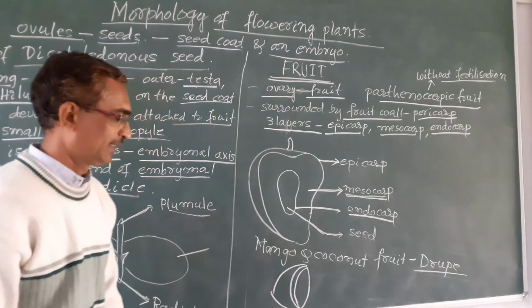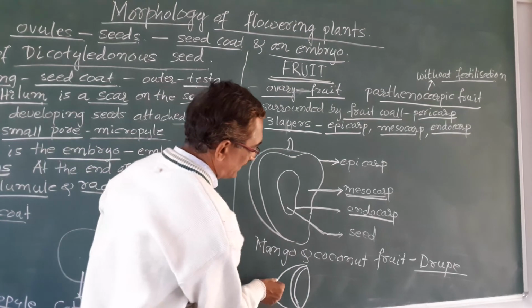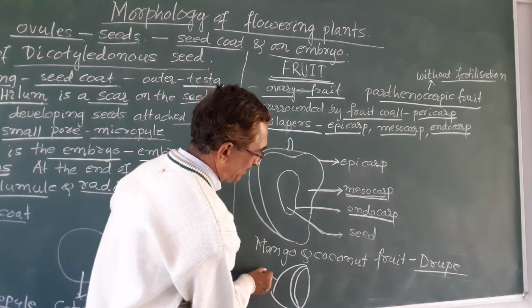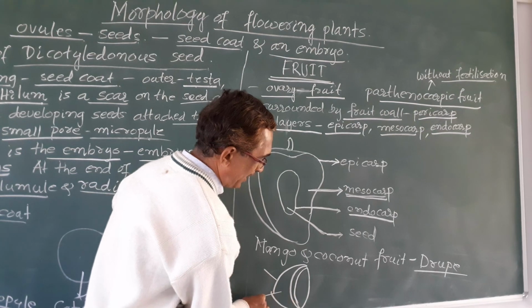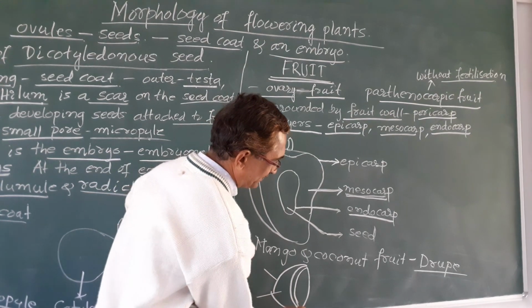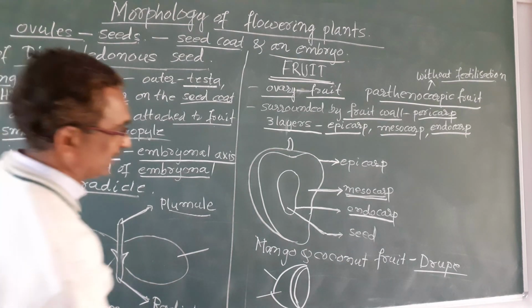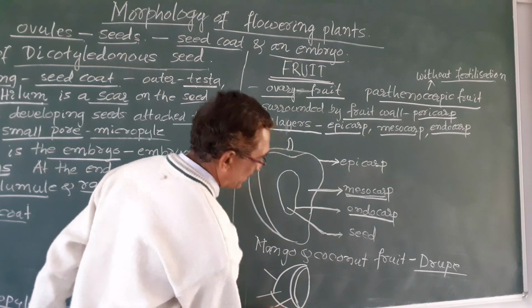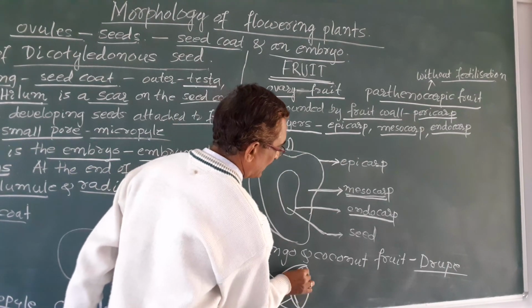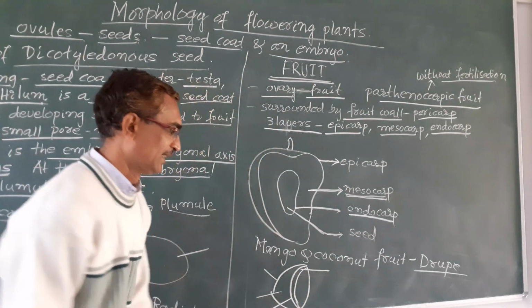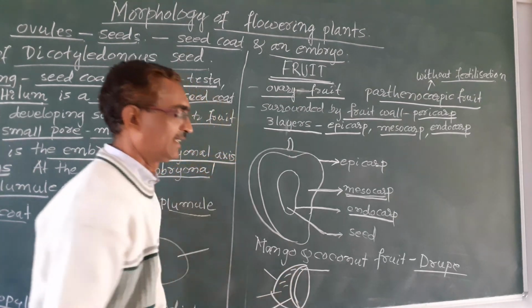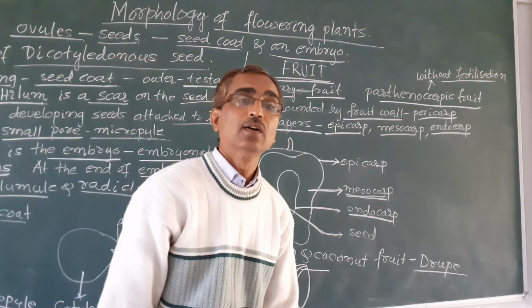So this is the coconut. The outer part is the epicarp and this is the mesocarp, and this innermost one, the stony one, is the endocarp, and this is the seed. That is the coconut fruit.